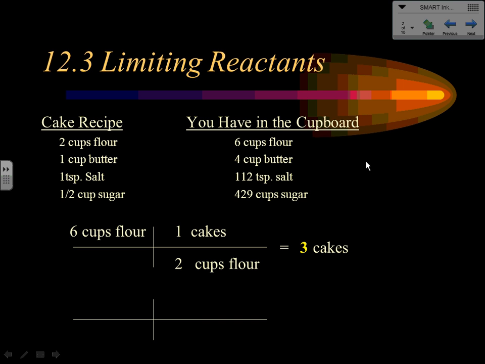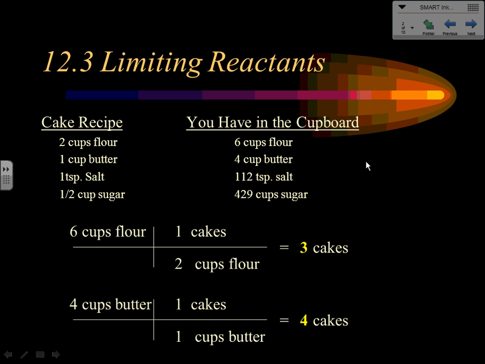Then I do the same thing for butter. I've got 4 cups of butter. I want to know how many cakes I can make. I don't want butter, I want cakes. And for every 1 cup of butter, I get 1 cake. So I can make 4 cakes based upon the butter. Looks like I can only make 3 cakes so far because I don't really have enough butter to make 4 cakes. So, or I'm sorry, I don't have enough flour to make 4 cakes. So far it looks like I can only make 3 cakes. And I'm going to run out of flour.